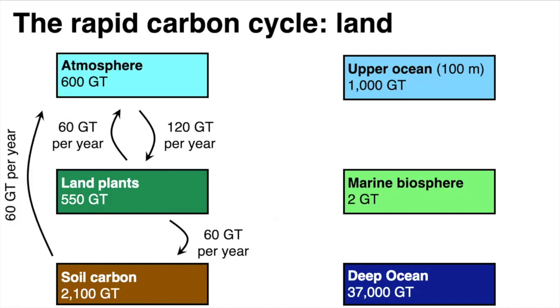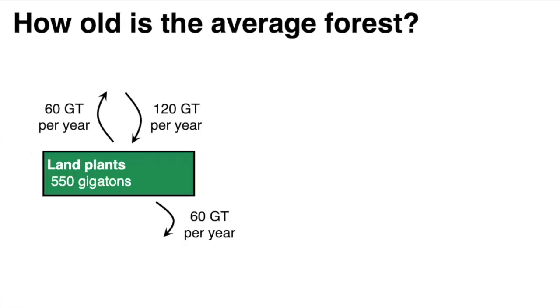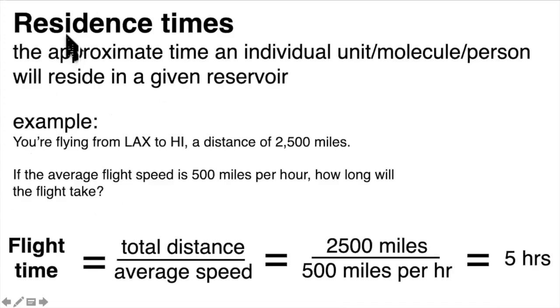So now that we have these fluxes illustrated, we can ask a pretty simple question, which is how old is the average forest or the average ecosystem on land? So we know that there's 120 gigatons of carbon being fixed into plants per year, and there's also 120 leaving it. So how fast does this pool turn over? So this is often described as a residence time, or how long an individual carbon molecule will reside in a plant cell before it moves on to another reservoir.